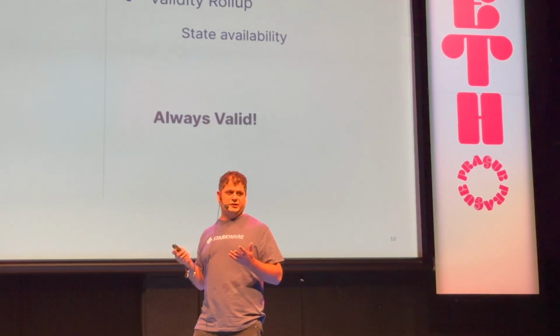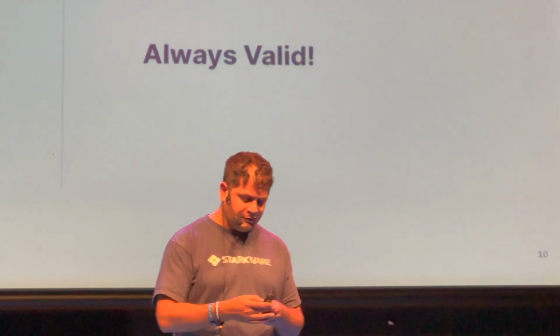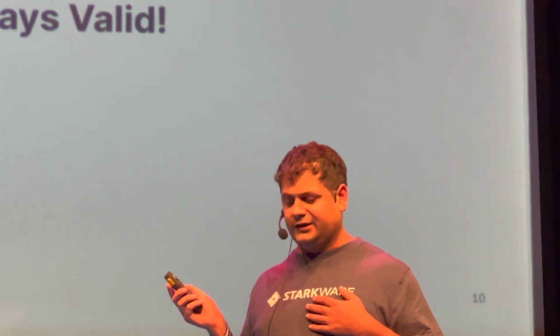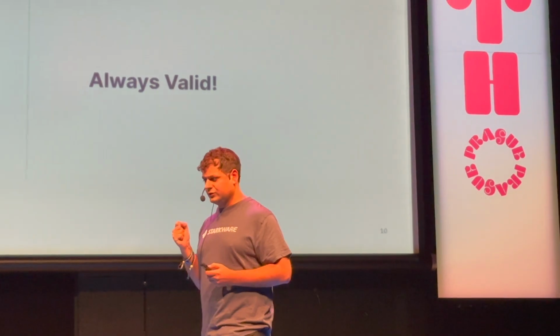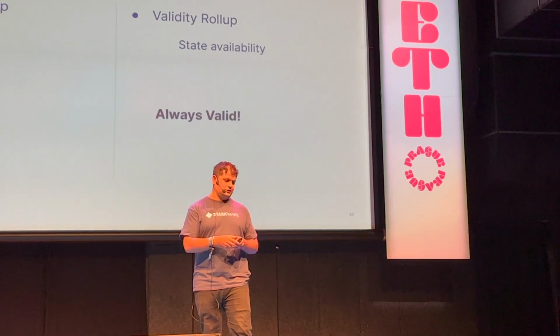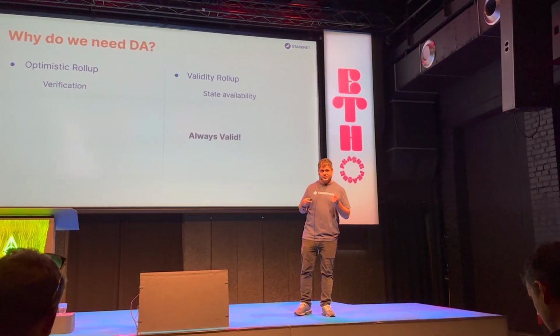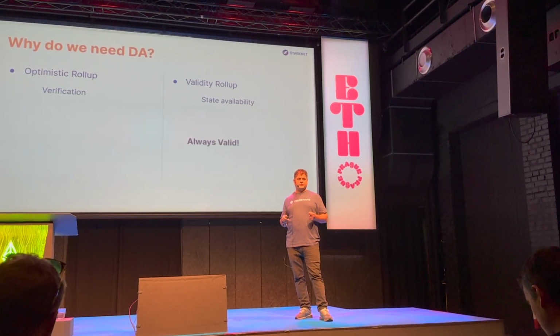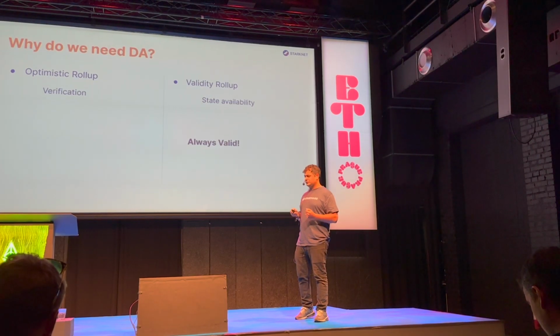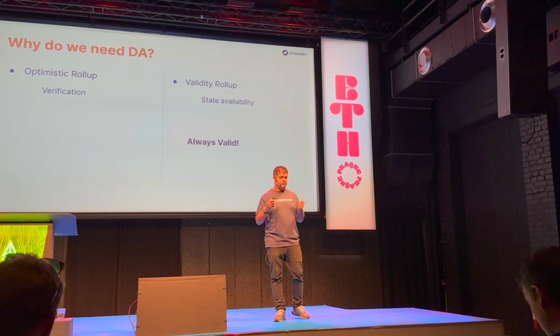So why do you need data availability? Well, in optimistic rollup, you need data availability for the verification itself. It's a necessary part of the verification of the rollup. In validity rollup, you don't have this condition. You don't need the data to be available to do the verification. You already have the proof. You do need the data because you need to make sure that the state is always available.